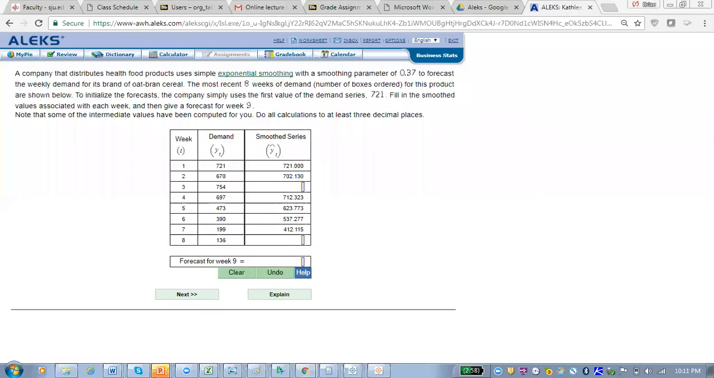We're going to take a look at exponential smoothing. When I think of it, actually exponential smoothing is not that bad. Okay, I'm thinking of a different topic. I'm actually okay with this one.